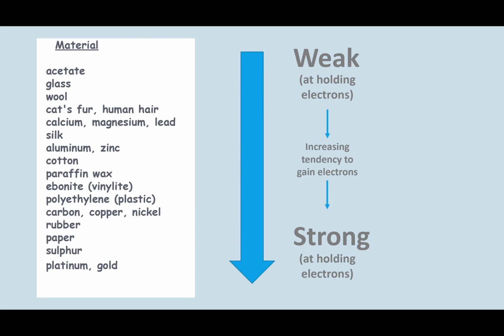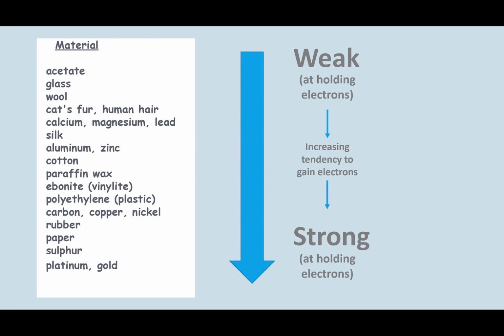So this is our electrostatic series. On the left, we can see all the different materials: acetate, glass, wool, fur, calcium, silk, aluminum, cotton, wax, ebonite, plastic, carbon and copper, rubber, paper, sulfur, gold, and so on. Those are different materials, some that we may come into contact with in the course. The way the list works is that at the top, those materials are weak at holding electrons. As you move down towards the bottom, there's an increasing tendency to gain electrons, and at the very bottom, those materials are very strong at holding on to electrons.